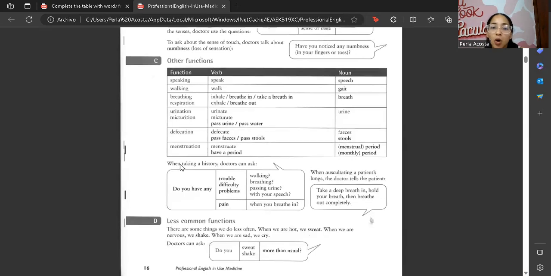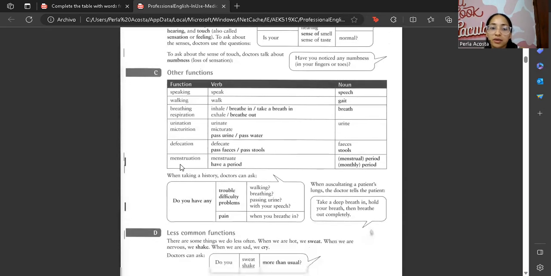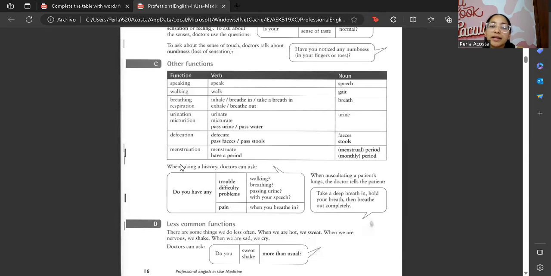Other functions. Function, verb, and noun. Speaking: the verb is speak and the noun is speech. Walking: walk and gait. Breathing or respiration: inhale, breathe in, take a breath in, and exhale or breathe out. For breathe out we can also say release. And the noun is breath.